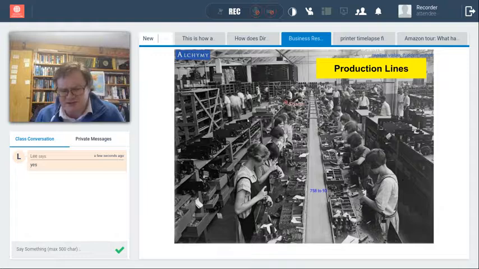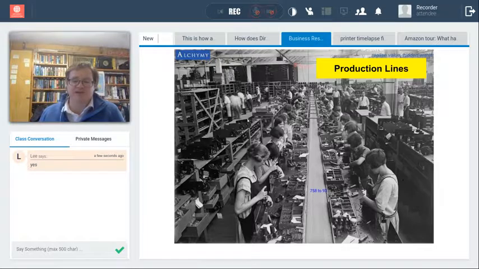So we see production lines in every situation. If you've been into a Subway or a McDonald's or any other fast food restaurant, you effectively see a production line in the background. Okay? You can see that there are different workstations, there are process flows.